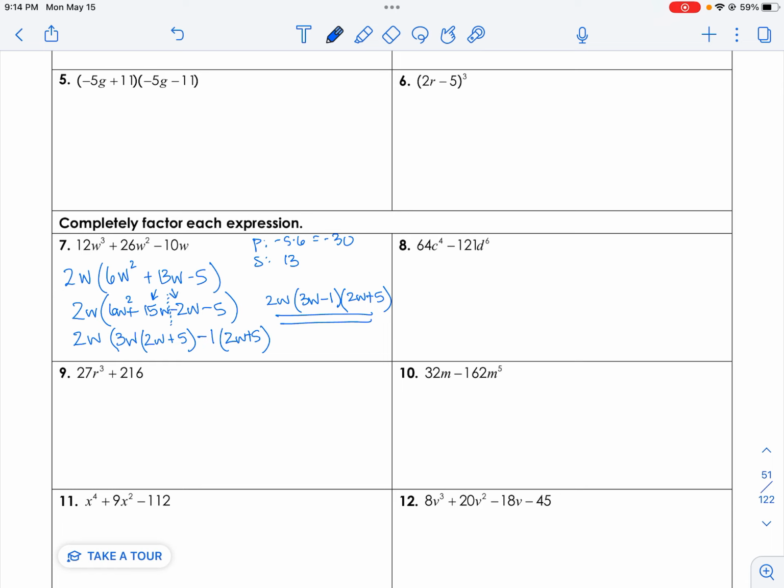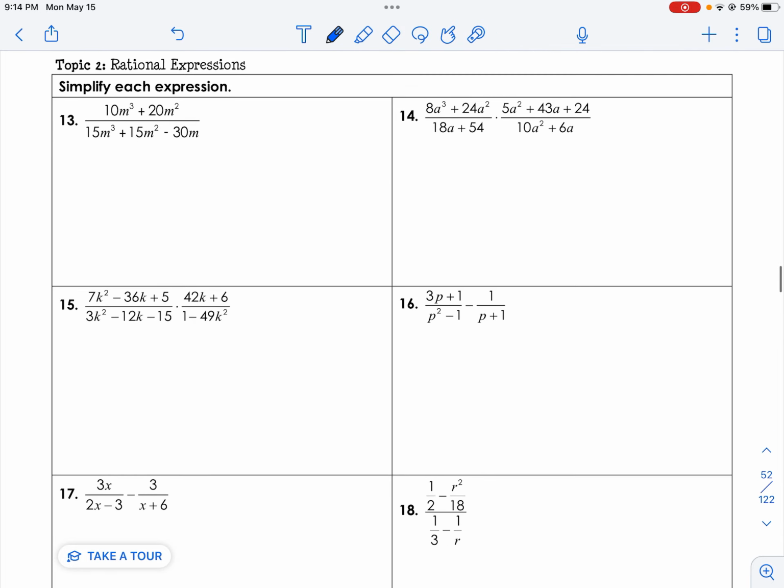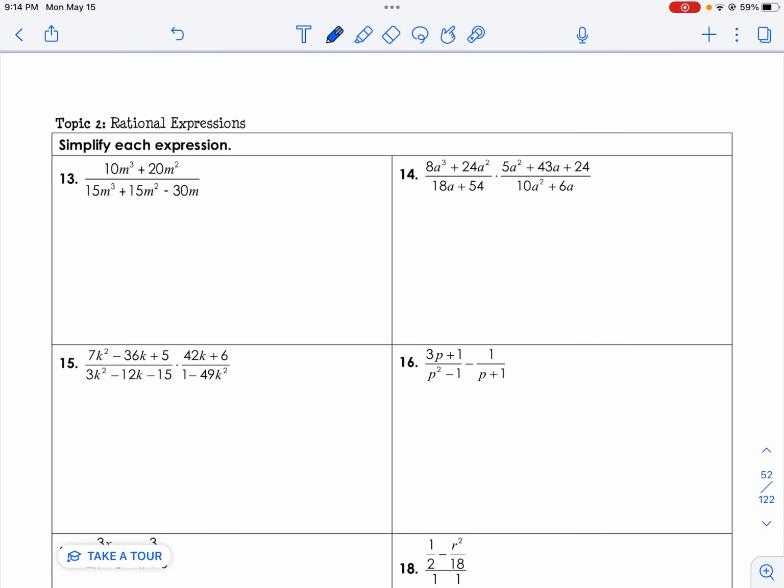The next one we're doing is question 14. And you've got a fraction multiplied by a fraction. You could do this one of two ways. You could multiply numerator times numerator and denominator times denominator, but the first thing I would suggest is factoring these and trying to cancel any terms that you can. So I'm going to factor out an 8a squared here and get a plus 3. In the denominator, I'm going to factor out 18 and get a plus 3.